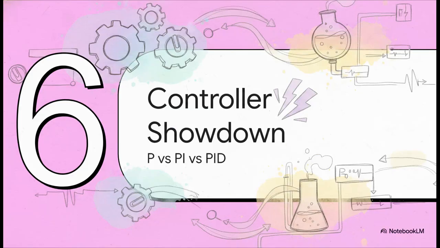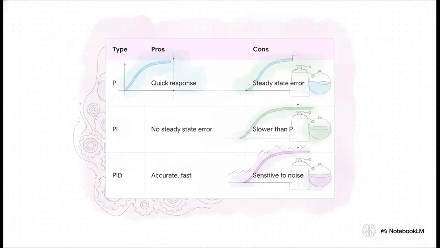Let's wrap it up with Section 6, the controller showdown. Okay, this is your ultimate cheat sheet summarizing the core takeaways from the simulation data, directly comparing the efficiency of our three options. The P controller gives you a quick climb but leaves you stuck with an offset error. The PI controller fixes that steady-state error and finishes precisely, but it definitely sacrifices some speed to do it.